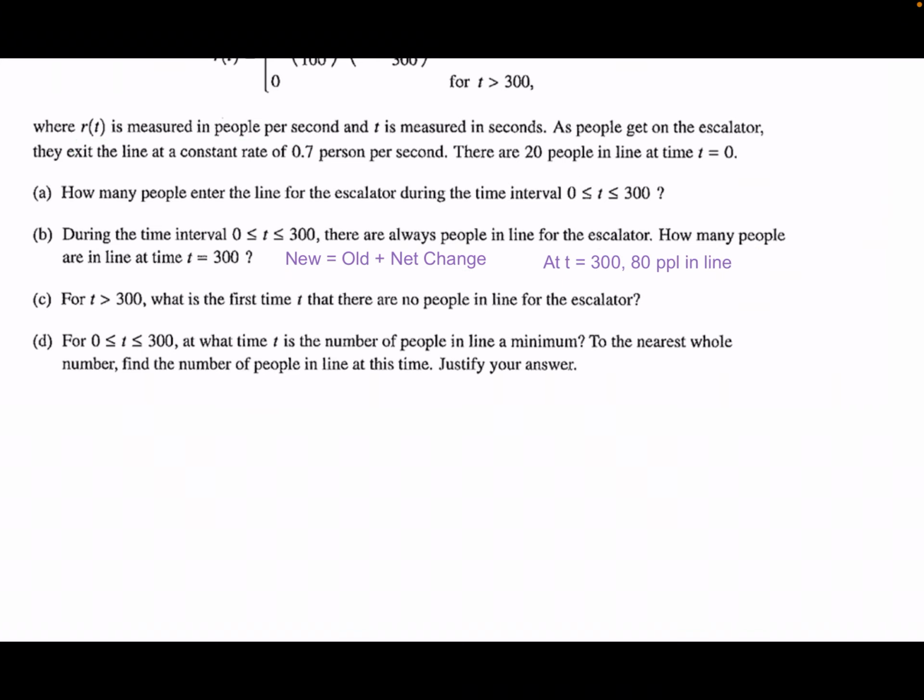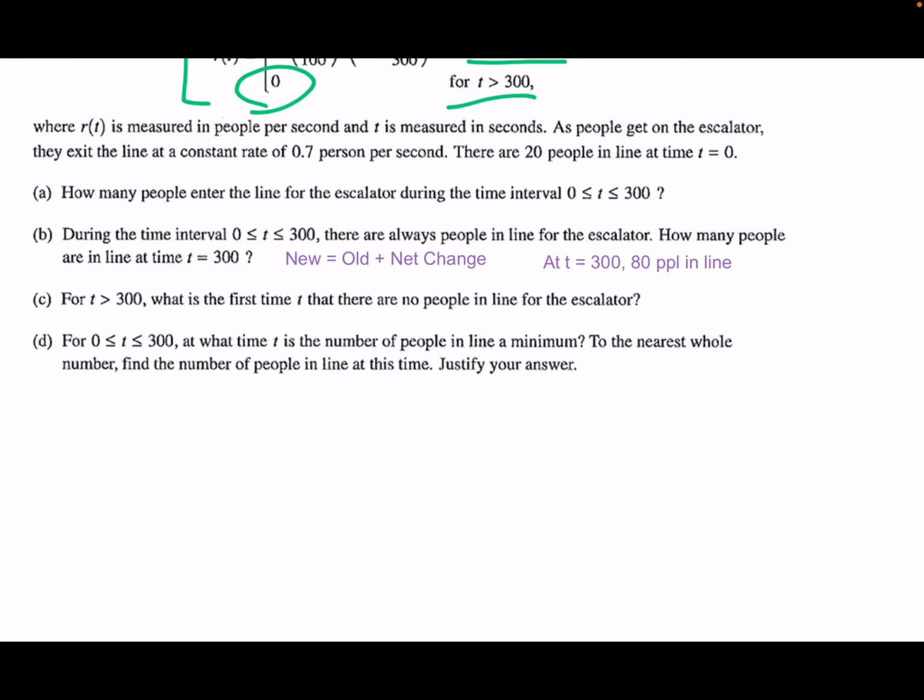Okay, so for part C, it says for time greater than 300, what is the first time that there are no people in line for the escalator? Here's where it's really important to read what your equation for R of t says. It says between 0 and 300 seconds, this is the rate at which people are entering the line to get on the escalator. After 300 seconds, this is the rate at which people are getting online for the escalator.